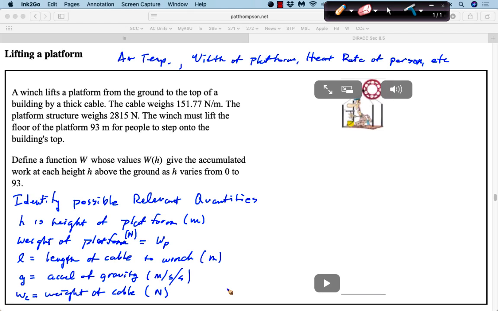There's also a really, really important quantity that we have not listed yet: accumulated work. That'll be W of h. W of h will be accumulated work, and that's going to be in newton meters. Joules is the same as newton meters.